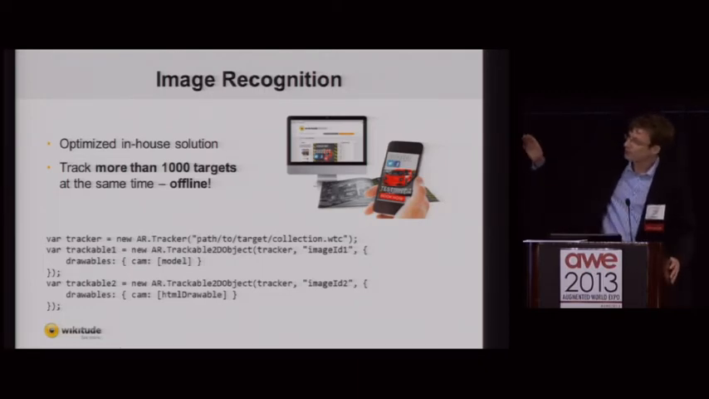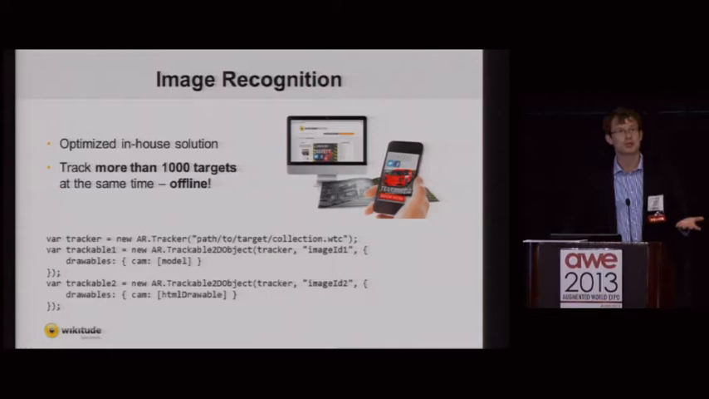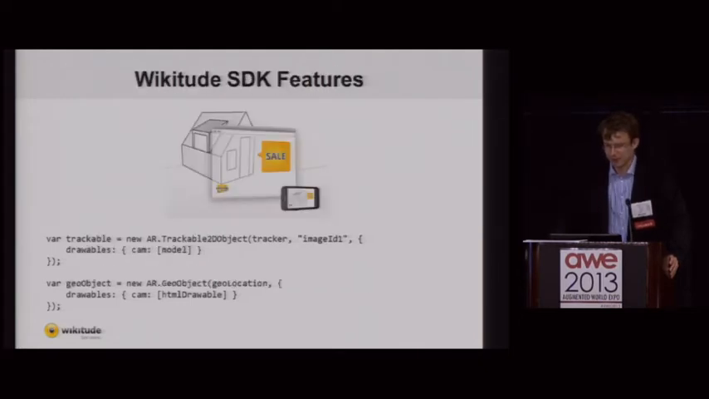So what you do is you specify the trackable 2D object, as we call it. That's the image that you want to track. You reference the tracker, you reference the ID, and then you specify how these things should actually be augmented in your augmented reality scenario. With these couple of lines, you will already be able to do some basic image recognition with our SDK. And as you see here, it's really on a very high level. You don't have to worry about projection matrices and stuff like that.